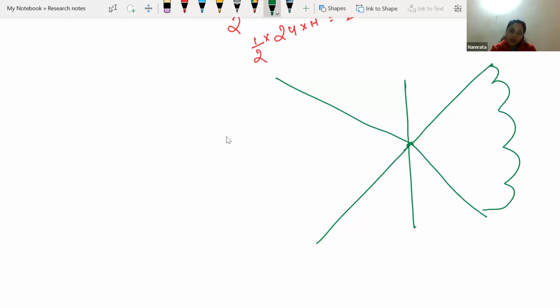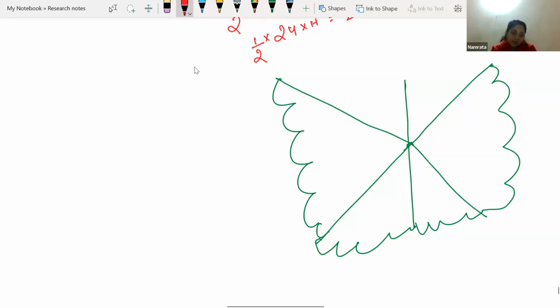A butterfly type of structure is there, which Arya has sent to me. But we just have to focus on the angles. The angle given over here is 4y. The angle given over here is 60 degrees. The angle given over here is y. And the angle given over here is x. And the total angle over here is 3x. You have to focus on the angles, not on the butterfly.